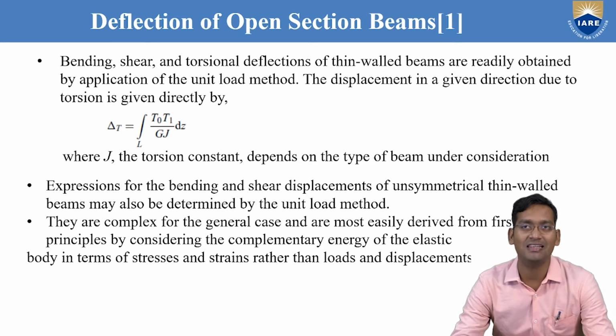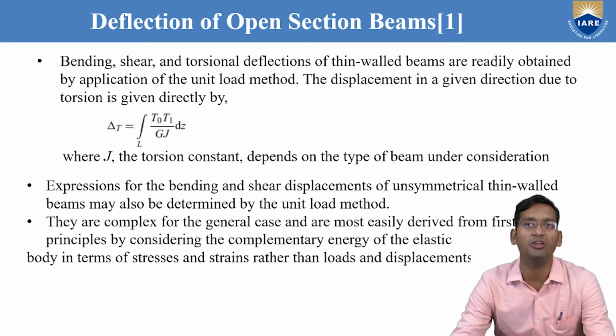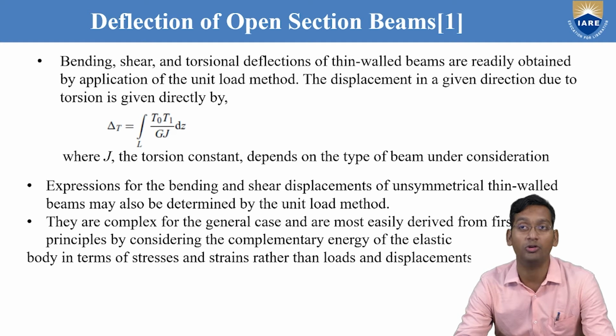Bending, shear and torsional deflection of thin-walled beams are readily obtained by application of the unit load method. So what we are doing is, by the unit load method, we can find deflection, shear force and the torsional deflection. So what is that unit load method?